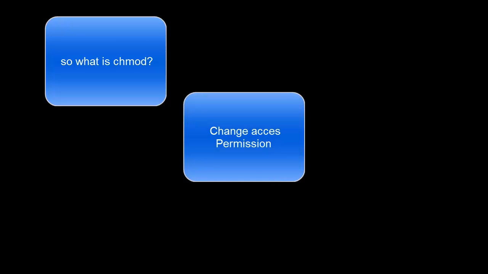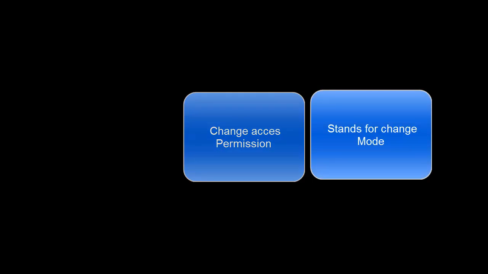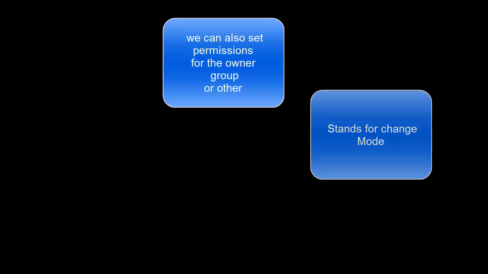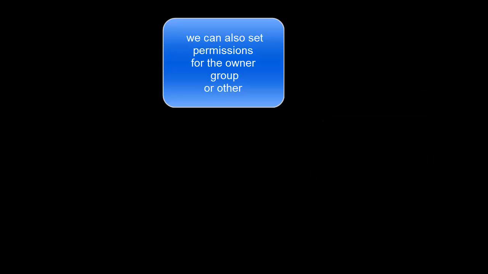The chmod is used to change the access permission on a file or directory. Chmod stands for change mode. Using the command, we can set permissions, read, write, execute on a file or directory for the owner, group, or other.